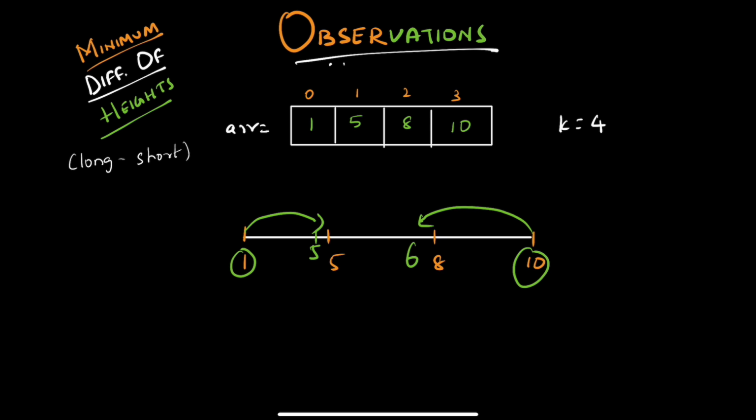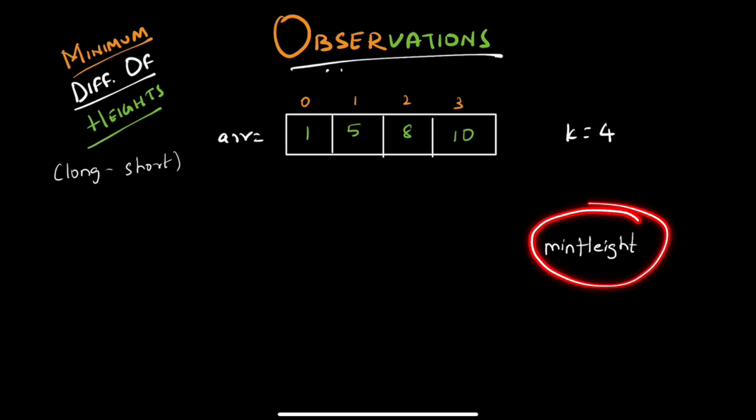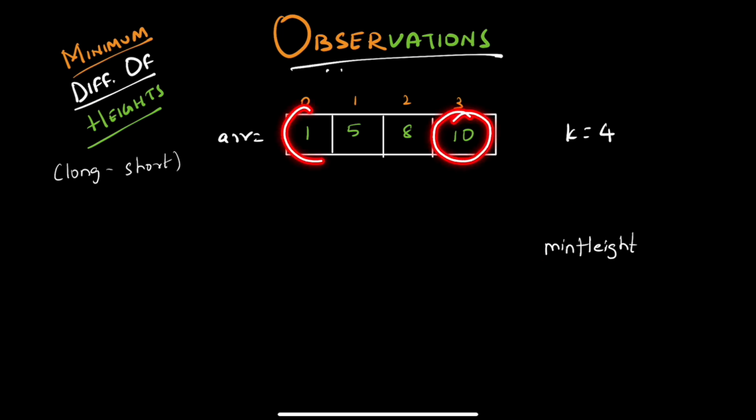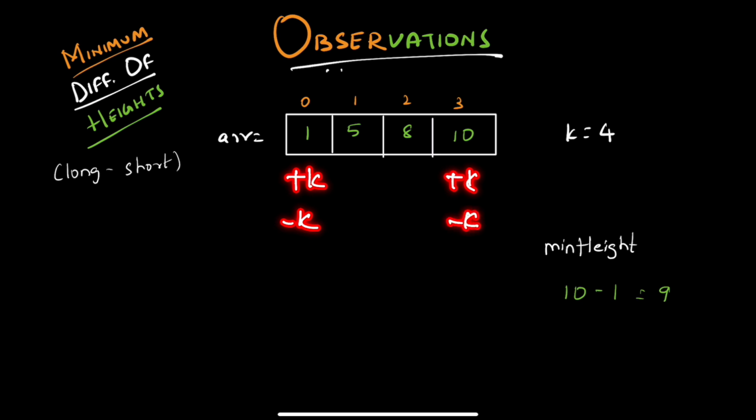Now what should we be doing to find the minimum difference of heights? Let's see that. What could be the initial minimum height for us? What we assumed in the start, the difference between the last element and the first element, could be the initial minimum height for us. So we'll take the difference of 10 minus 1, that is 9. And why are we so confident about this? Because even if we take plus k on both sides or minus k on both sides and take the difference, still the initial minimum height could be 9.